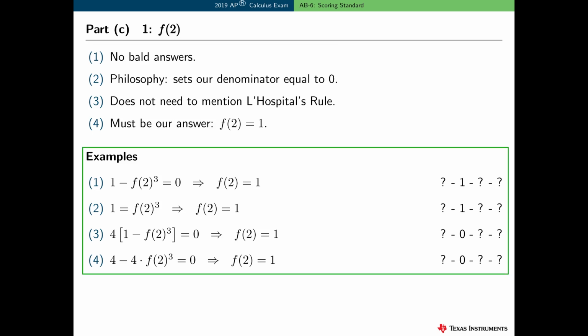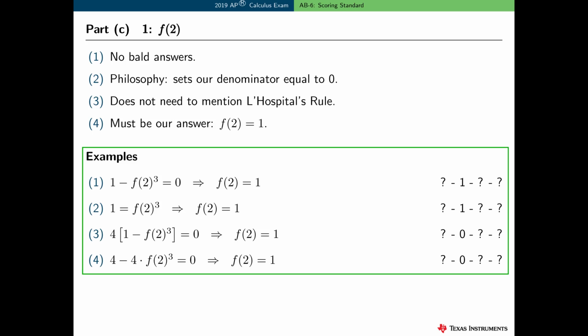Here are some more example student responses, this time focused on the second point and how each was scored. In example 1, the denominator of h is set equal to 0. We see the correct value of f of 2, so this earns the point. In example 2, this is just another way to convey the denominator set equal to 0. We see the correct value, so this also earns the point.